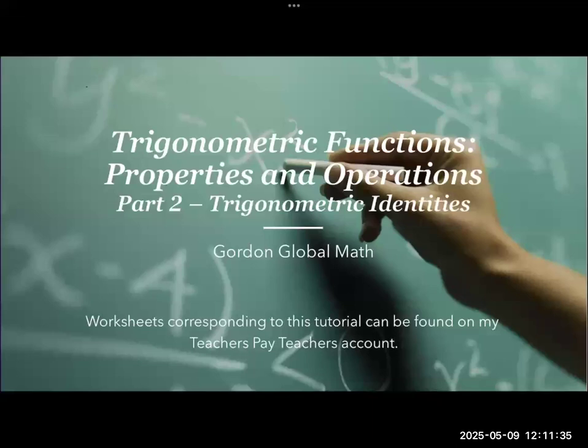Welcome to a refresher lesson for trigonometric functions, properties, and operations. This is part 2 of a two-part series in the properties and operations section. And in this part, we are going to be focusing on how to use trigonometric identities.